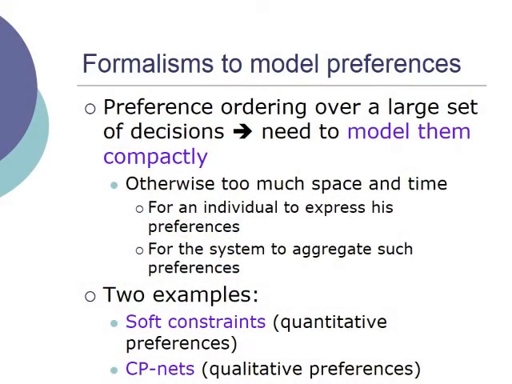So what people have done in this area is to use knowledge representation tools and techniques to be able to compactly represent these preferences. Otherwise, it would be too much space and time for each individual to express their preferences, and also too much space and time for the chair to put together these preferences and define the collective decision. And I would just mention two examples of two ways of modeling preferences compactly. One is soft constraints and one is CP-nets, and they are prototypical of two different ways of representing preferences. One is very good for representing quantitative preferences, when you have costs or penalties or to represent different levels of preference.